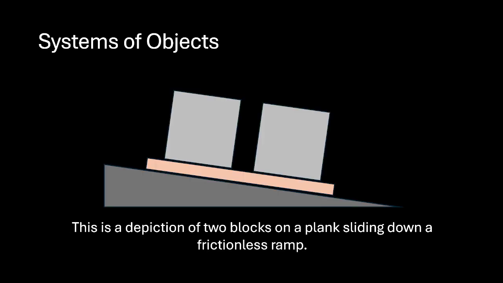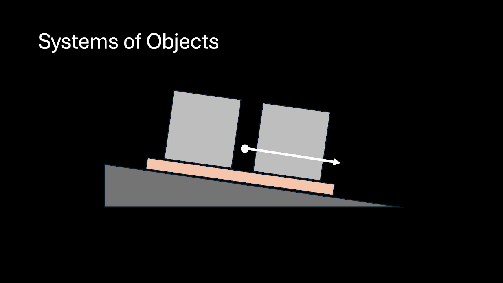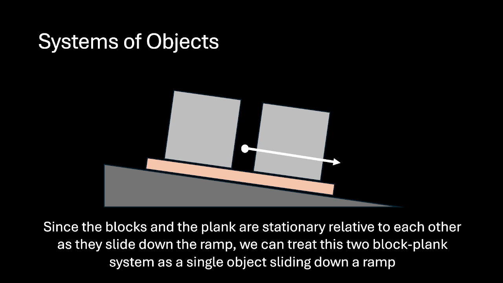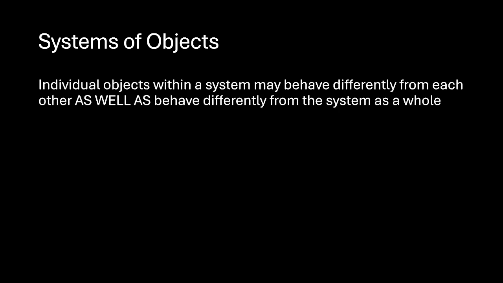So in other words, let's say we have a plank with two blocks resting on it, sliding across a ramp, the gray ramp depicted in the slide. Since the blocks and the plank are stationary relative to each other, we can treat what we call a two-block plank system as a single object sliding down the ramp.